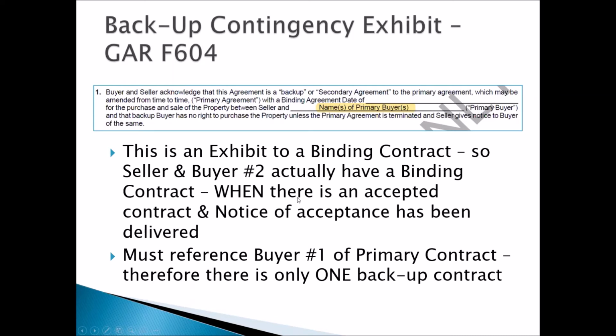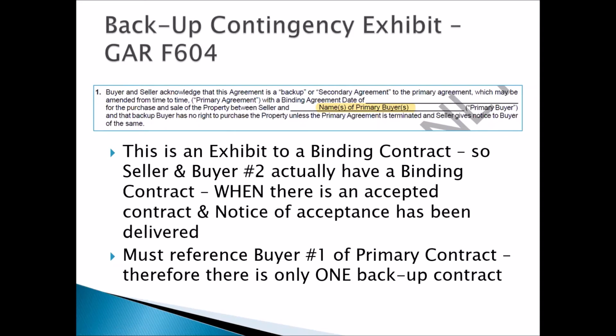And just like any binding contract, it is binding when the buyer and the seller agree and notice of acceptance is given. So the first thing in this backup contingency exhibit is that you have to identify the names of the primary buyers. There is only one binding backup contract because you only have one primary contract.